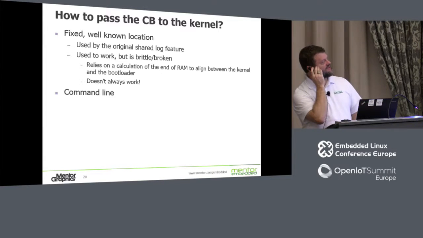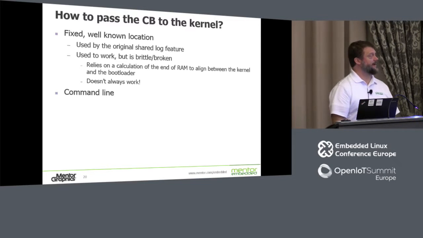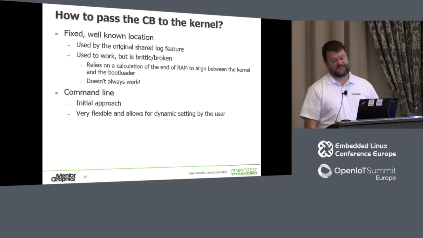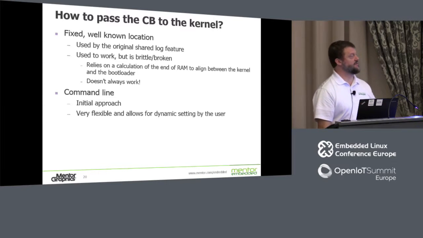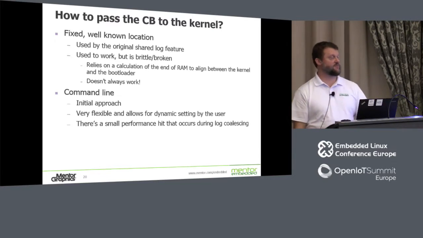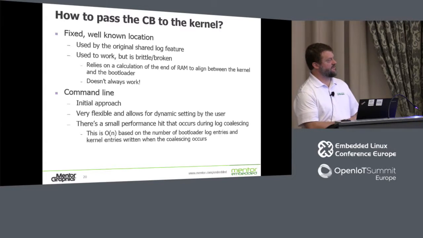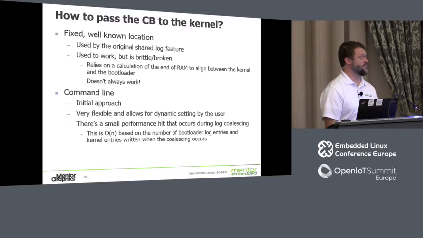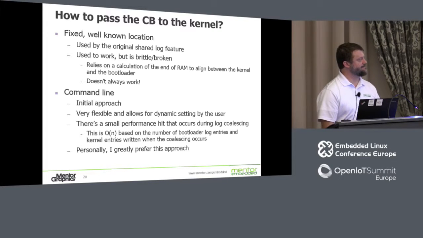So the next approach was to use the command line. This is stuff that I covered in Dublin. So command line variable, and I tried to pass almost everything on there. It is, of course, very flexible and allows for the dynamic setting that I was looking for. There is a small performance hit that's going to occur because of how and when the command line is parsed. It's an order n operation because it's tied to the number of entries that exist in the bootloader and the kernel at the time that you do this coalescing operation. I kind of preferred this approach, except that I kept running into certain issues with the reservation of memory, and that also drove me to some things that were not completely Arch portable.